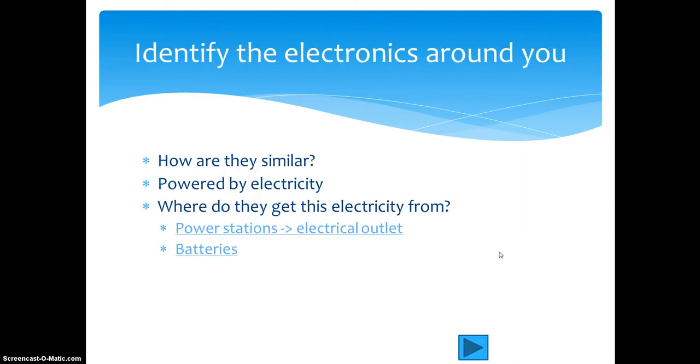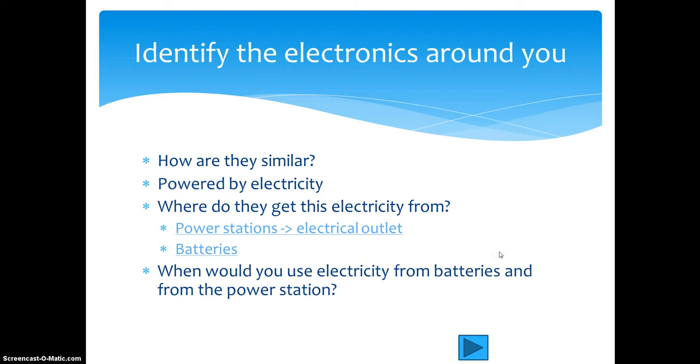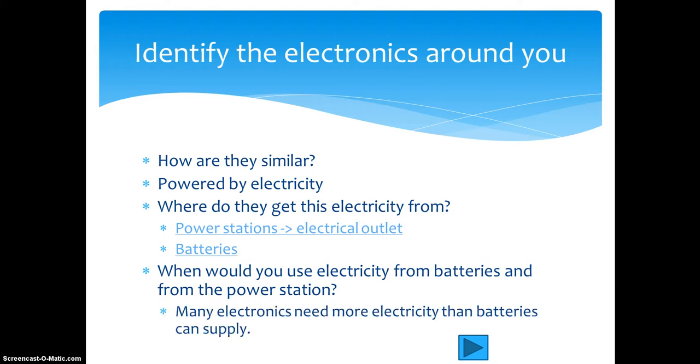Next thing I want to ask you is, when would you use electricity from batteries and when would you use electricity from the power station? Think about it. Now, you would use electricity from power stations when the electricity from the batteries is not enough to power up the electronic. So many electronics need more electricity than batteries can supply.